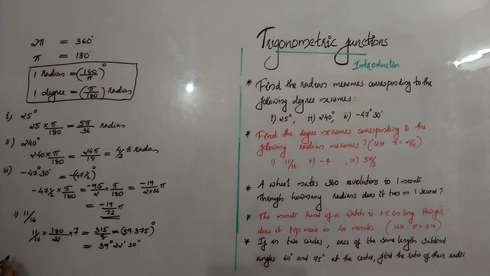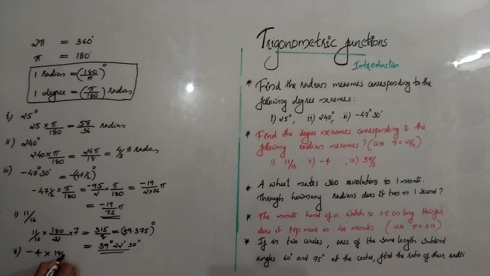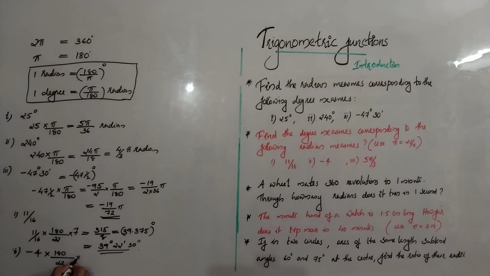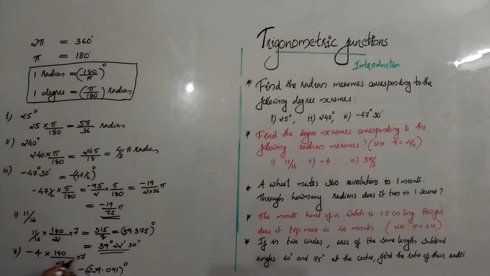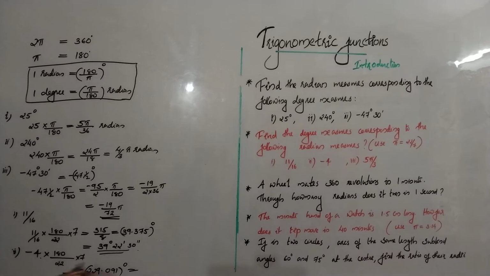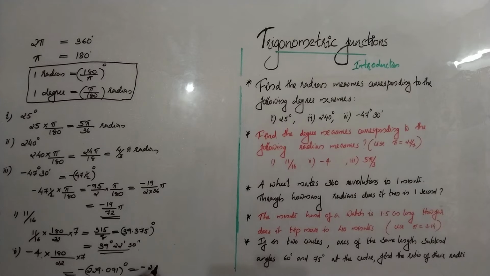Second one is minus 4, that is minus 4 into 180 divided by pi. After simplification we get minus 229.091 degree, that is after multiplication and this division. That is minus 229 degree. 0.091 degree is 0.091 into 60 minute gives the minute value.